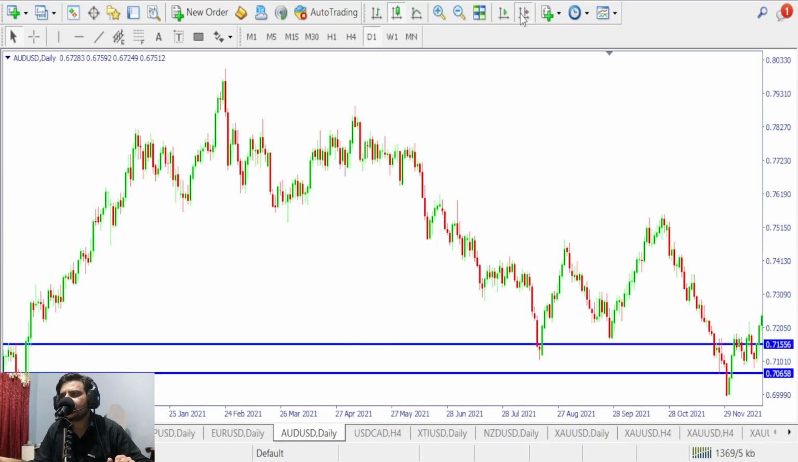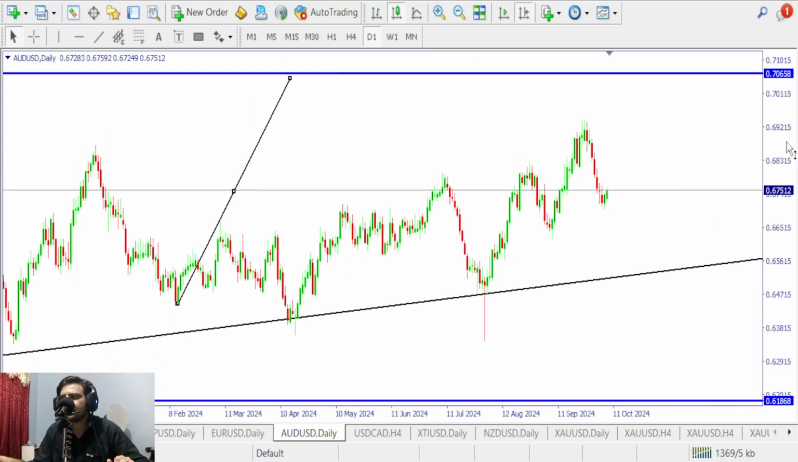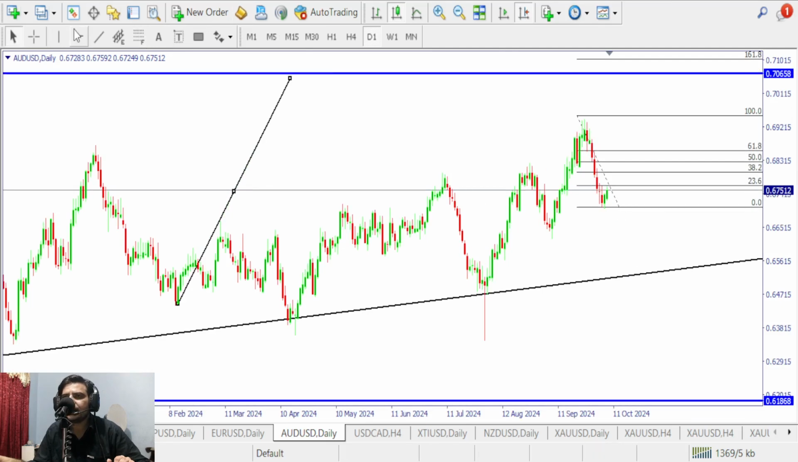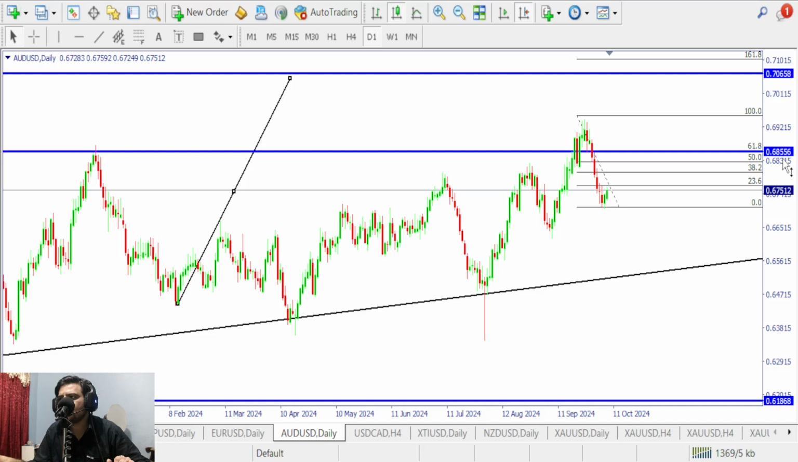So whenever it drops, it will be a fantastic sell opportunity towards right here first. This place I should be looking for 0.68556. Upon confirmation, this will be one trade opportunity, right? And the market should look something like this when you will be looking at this particular opportunity, as you see, right? So it should look something like this at the moment, and it should show something like this.